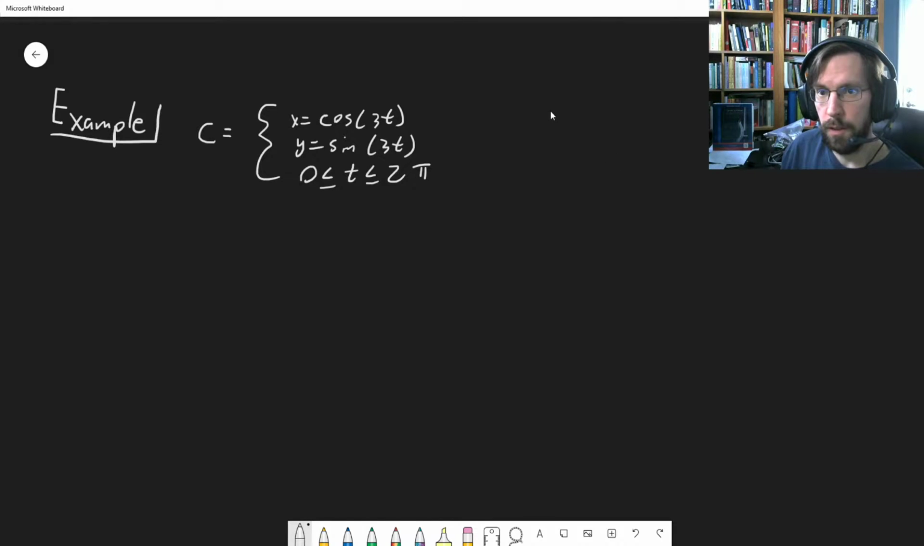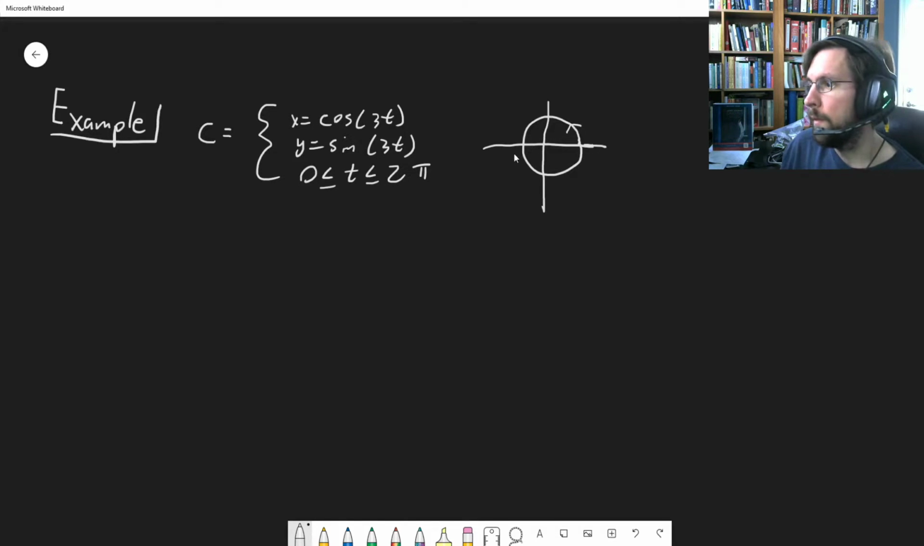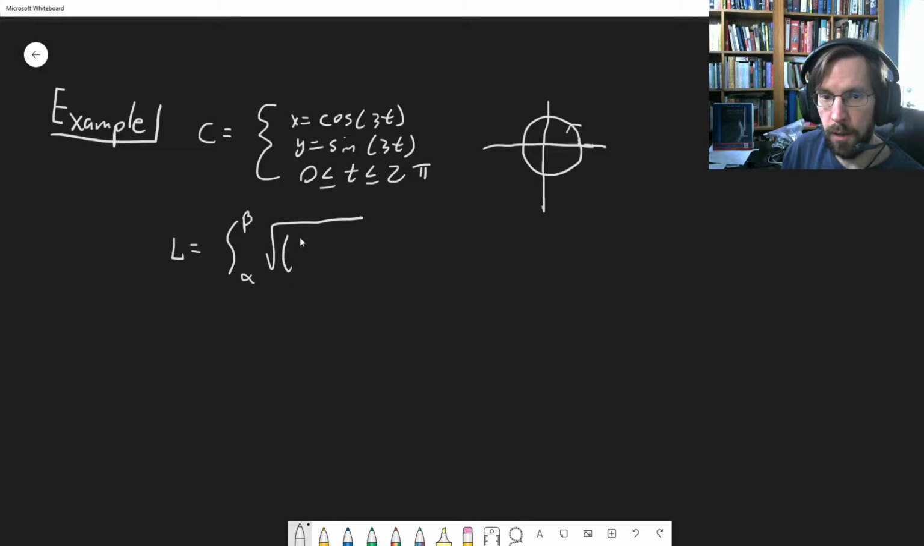So this is still a circle of radius 1 centered at the origin, oriented counterclockwise. Okay, so let's follow the exact same procedure we did before, and let's investigate what's going on. So the integral from alpha to beta of the square root of dx/dt squared plus dy/dt squared dt.